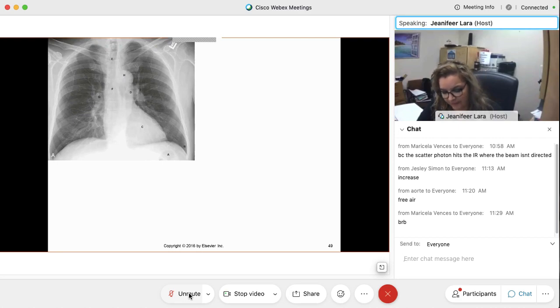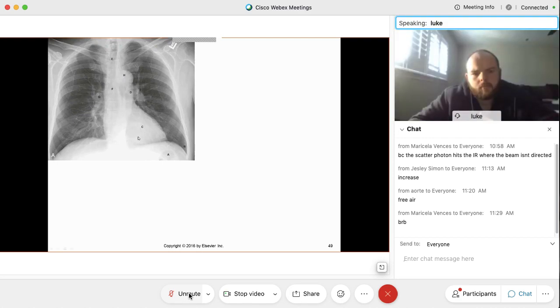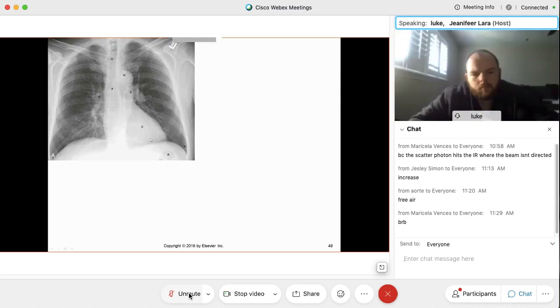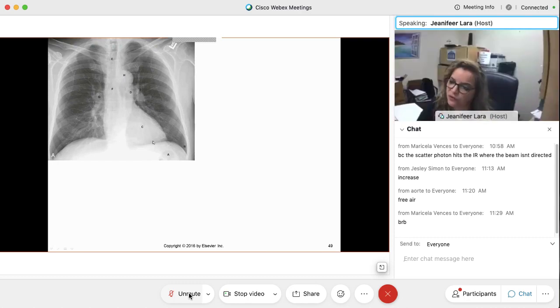Is that the heart shadow? It is the heart shadow. So we know that X-rays were absorbed by looking around the heart. We do see some areas of increased brightness around the heart. What could that possibly be?